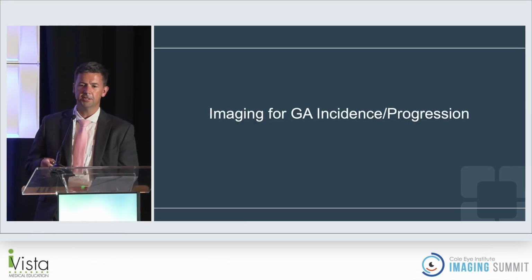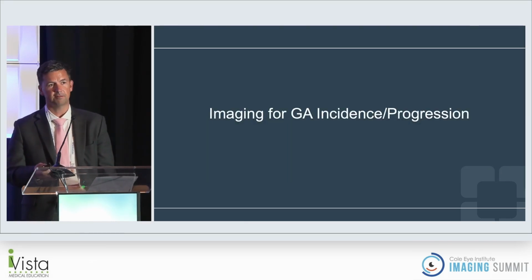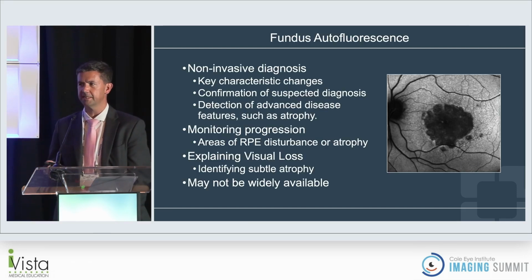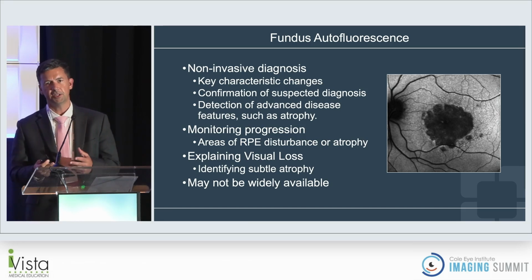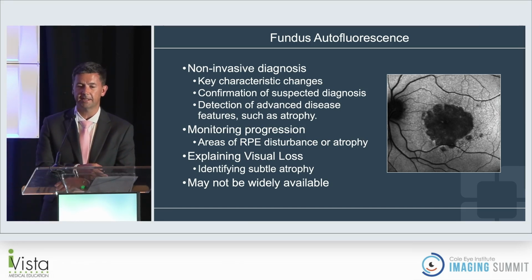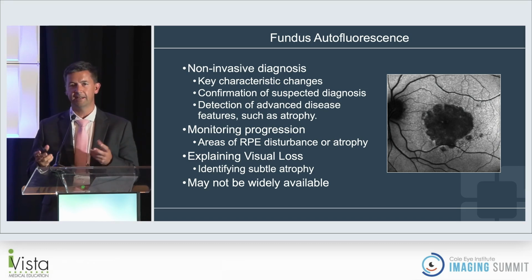So what about imaging for GA incidence and progression? Fundus autofluorescence is really the gold standard that we've thought of for identifying GA. It's what's still used as the gold standard in most of our clinical trials. There are different features that we can see that are more at risk for developing geographic atrophy and also for change over time. And it's really a nice teaching tool.